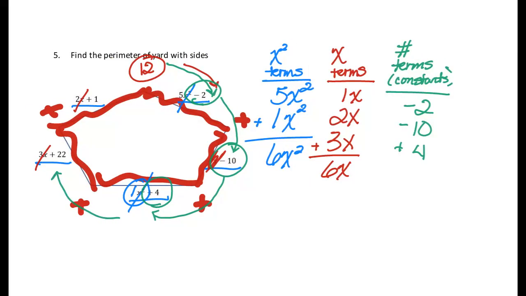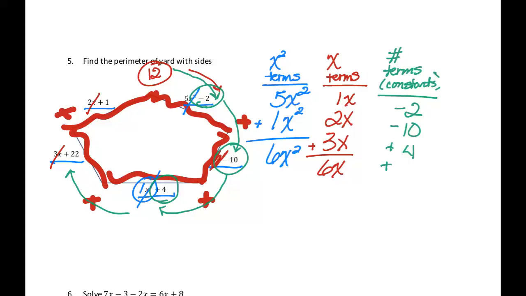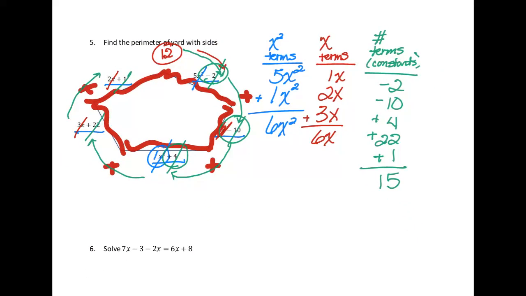Continuing around the circle, I have +22. And rounding the bend, finally, I have +1. So adding on your calculators, -2 plus -10 plus 4 plus 22 plus 1, what do I get? 15. Did I forget and not include any term or number? I did not. So putting these all together, I would get 6x squared plus 6x plus 15.